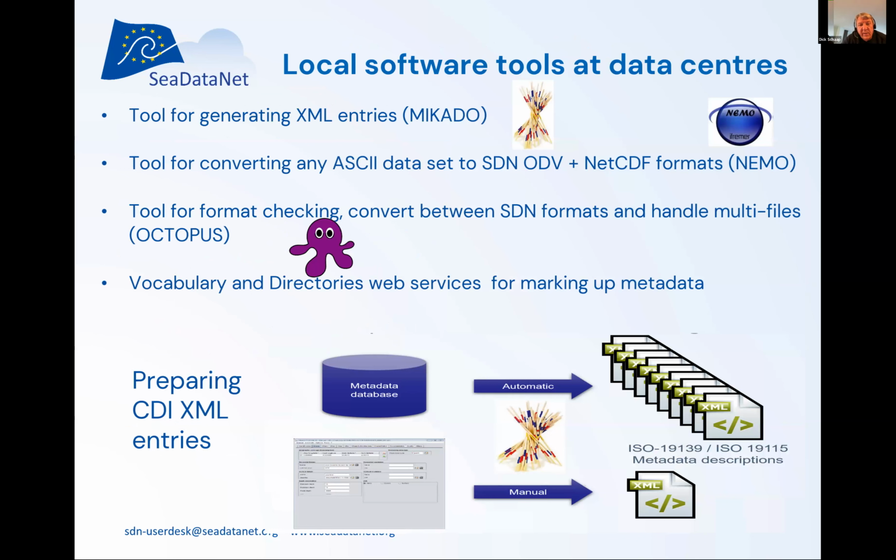If we look at the local data center, to be able to join this work, we have some offline tools. One is Mikado, an editor for XML. We have Nemo, which is more for preparing data to the CDataNet formats. And we also have Octopus, a tool to check the format of the data sets, and also to handle what we call multi-files, because sometimes people put data from a lot of observations in one big file, and Octopus helps you to handle that.